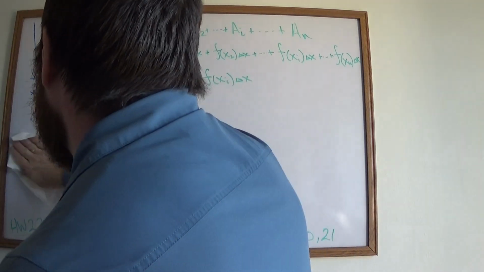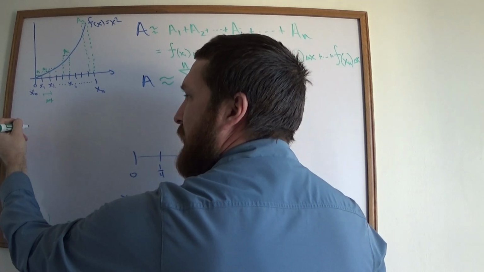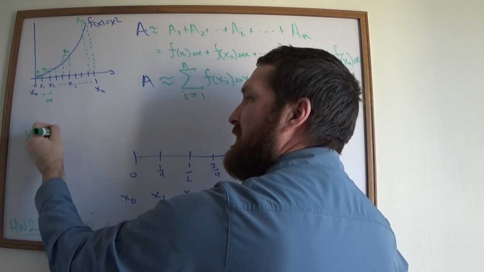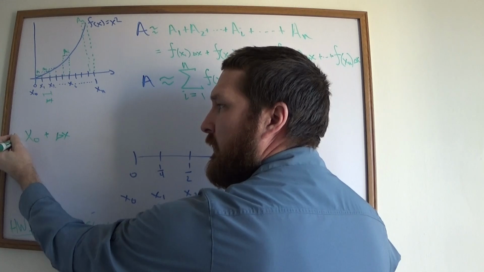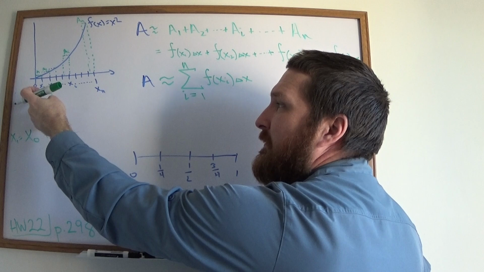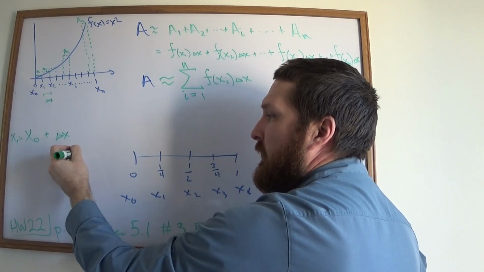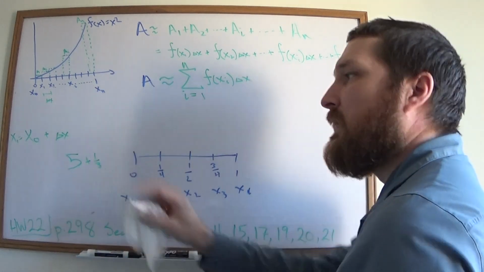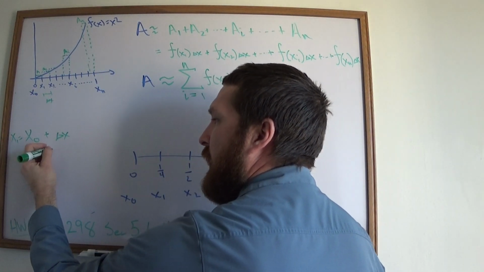This is how I like to do it. Whatever your start point is, just start with your x0, and then you're just going to add on a delta x. That would get you to x1. Like, if I started at 5 and my delta x were 1/3, how do you get to x1? Well, I would just add on a third. So in this case, x1 is just 0 plus 1 over n.